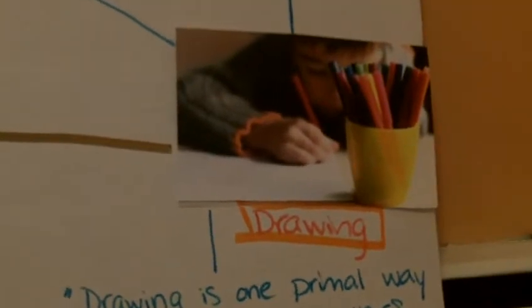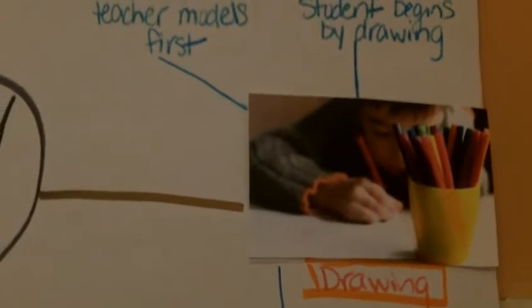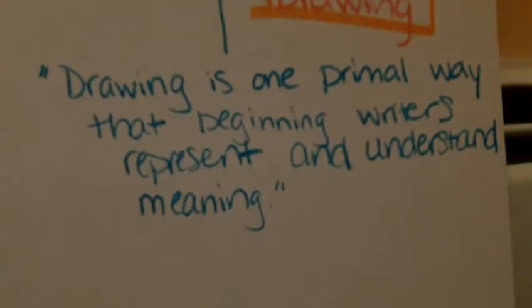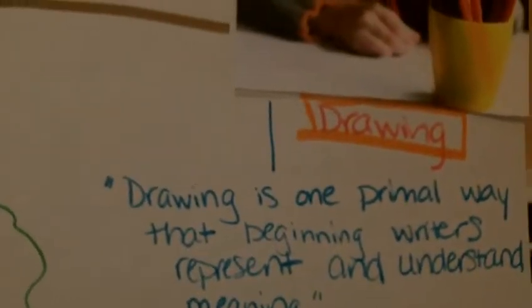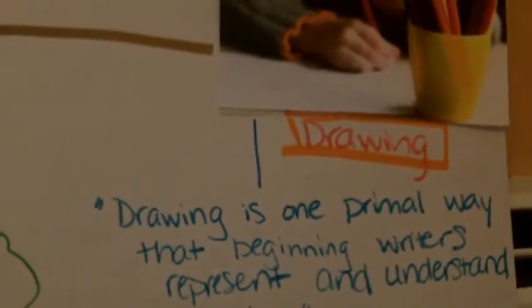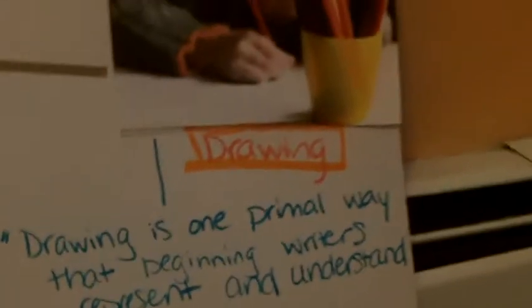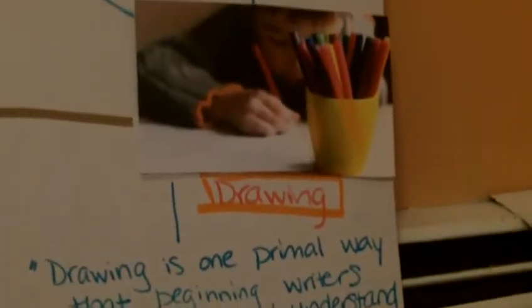It's one way that early writers represent meaning. Drawing is a way for children to be heard. Drawing is a way for children to develop language. And drawing allows students to dig deeper into their stories. A quote from the text that I found really important and interesting is that drawing is one primal way that beginning writers represent and understand meaning. So I really feel that drawing is an important part of the writing process for younger students, and that this is the first aspect of teaching students to write.